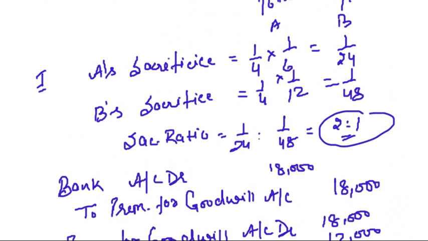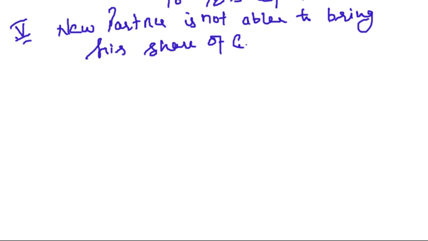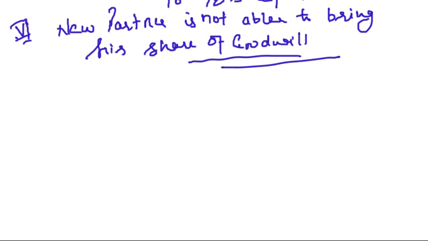Now similar to this is the next case. This is case number 4. Let's see case number 5. Very similar, very simple. That new partner is not able to bring his share of goodwill. Case 4 was that he brings only a part of his share of goodwill. Case 5 says he is not bringing anything. Case 6 says that he is not bringing anything as his share for goodwill.